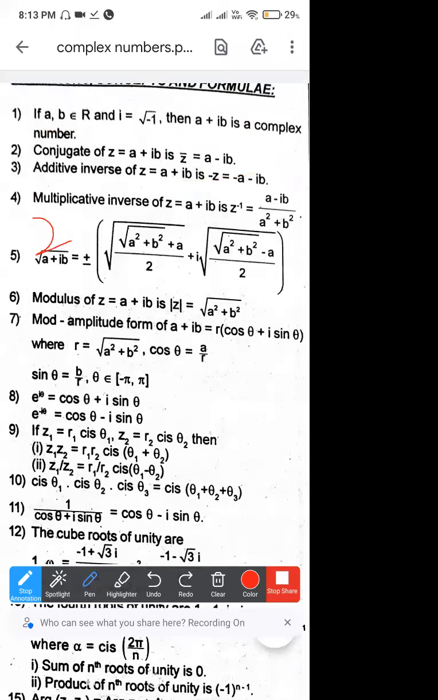Next, what is additive inverse? Additive inverse of 2 is minus 2. So similarly, additive inverse of z equal to a plus ib is minus z, which is minus a minus ib.